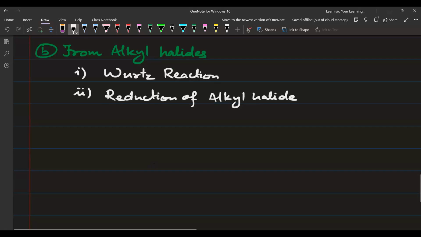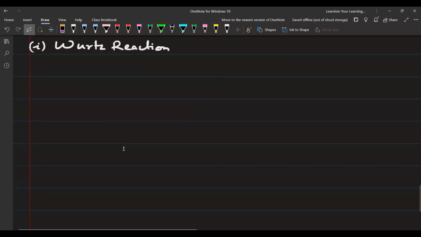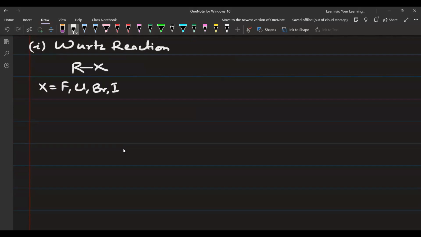Now, first of all, we are going to see Wood's reaction. Number one. Wood's reaction. So in Wood's reaction, what's going to happen? Listen carefully. I hope you know that an alkyl halide can be written like this: RX. R is the alkyl group. X is the halogen. X will be either fluorine or chlorine or bromine or iodine. You know this, right? Haloalkane you may have learned in 10th standard. Plus sodium in the presence of dry ether is going to give you R bonded to R plus NaX.